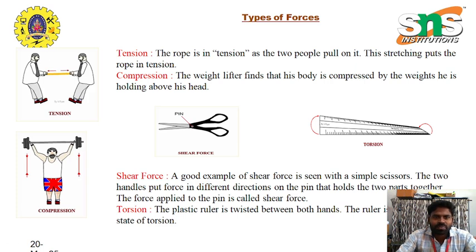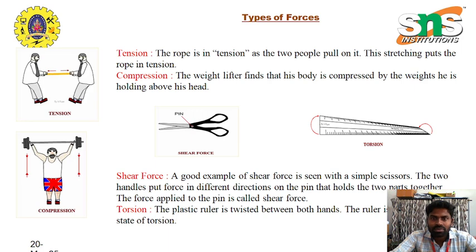And the next one is compression, which is the opposite of tension. The weight lifter finds that his body is compressed by the weight he is holding above him. Next are shear force and torsion. Shear force is like a pair of scissors: when we press the handles, the two surfaces move over one another, and that creates shear force. And next one is torsion. This plastic ruler is twisted between both hands. The ruler is said to be in a state of torsion.